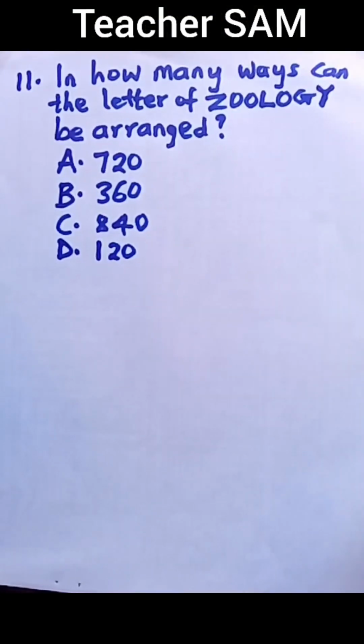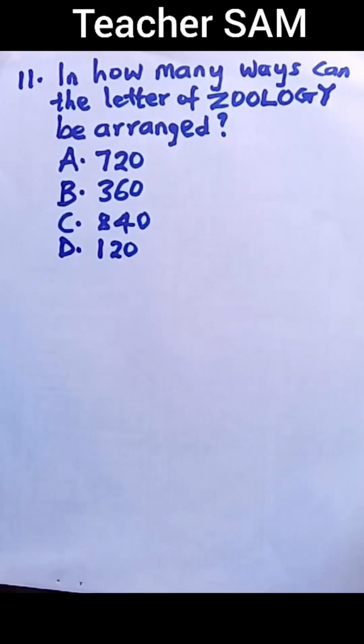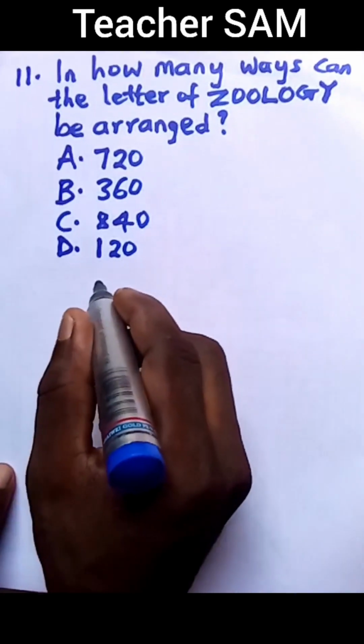Question 11. In how many ways can the letters of zoology be arranged? A. 720, B. 360, C. 840, and D. 120. Okay, let's look at the solution of this.